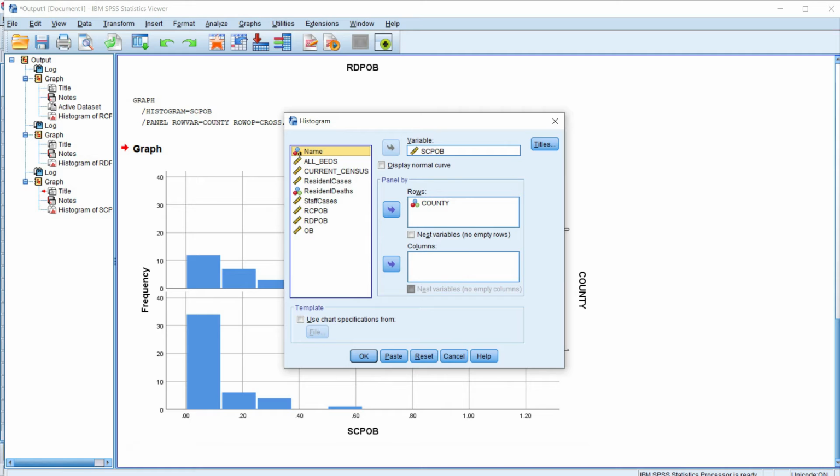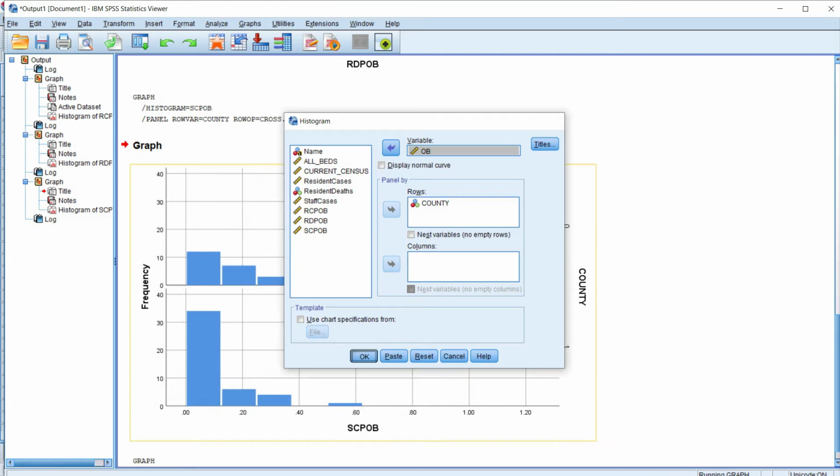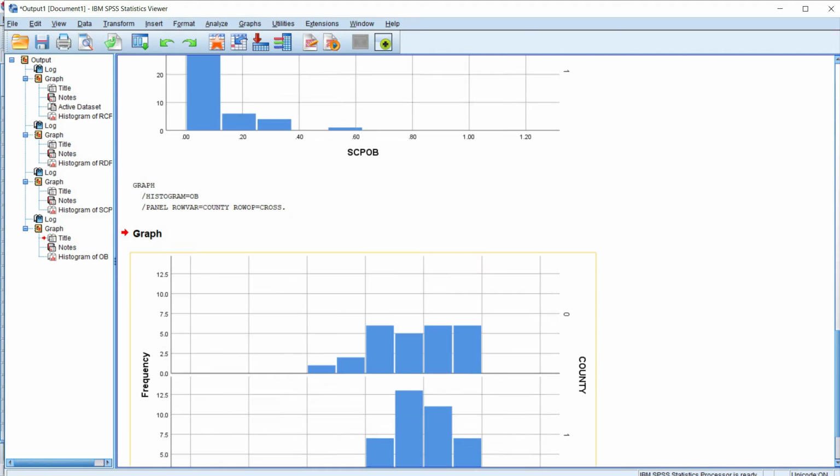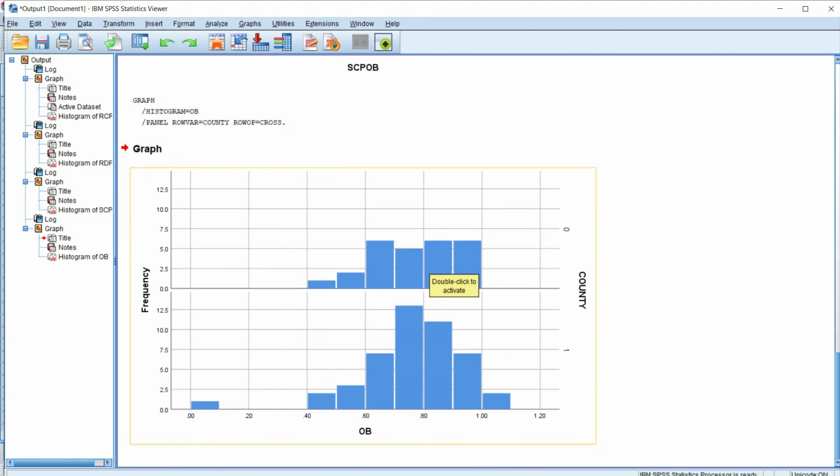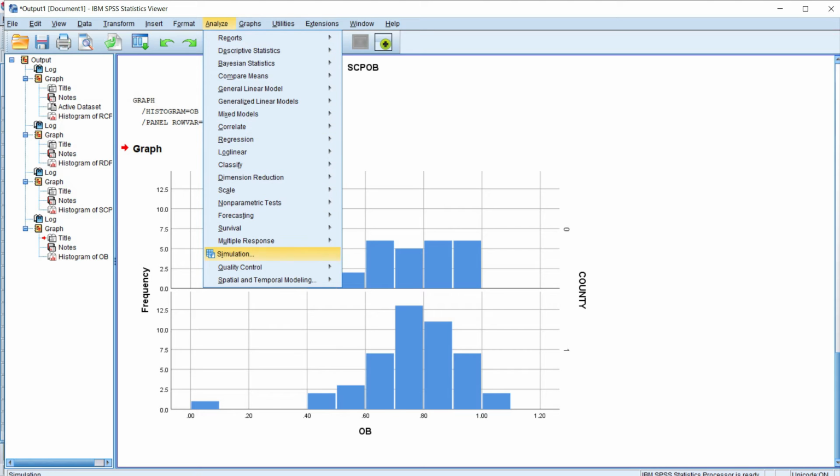histogram, bed occupancy rates. And here we have sort of pretty much of a normal distribution. So we're going now to do an independent samples t-test on these 4 variables.